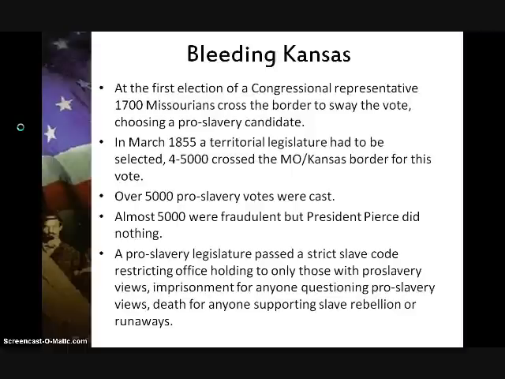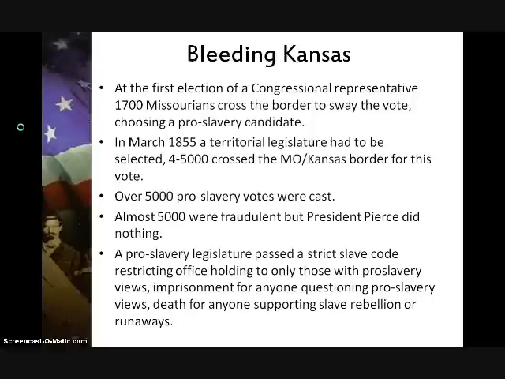In March of 1855, the territorial legislature had to be selected. 4,000 to 5,000 Missourians crossed the Missouri-Kansas border for this vote. Over 5,000 pro-slavery votes are cast, almost 5,000 of them fraudulent. And Pierce is going to do nothing.